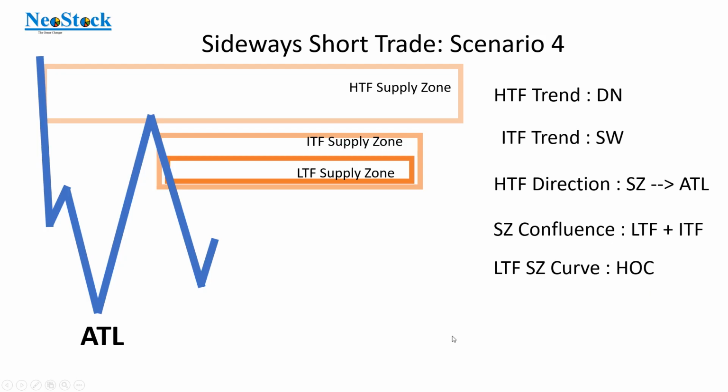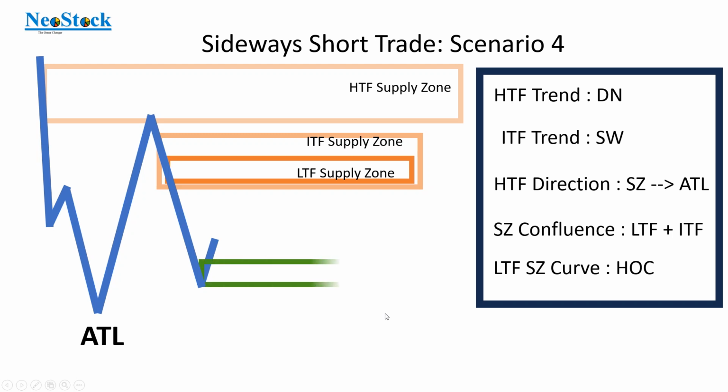Okay, what is the target? Target should be LTF supply zone. Sorry, LTF demand zone, not supply zone. LTF demand zone should be target. But you may ask a question: in all-time low scenario, do we get demand zones?